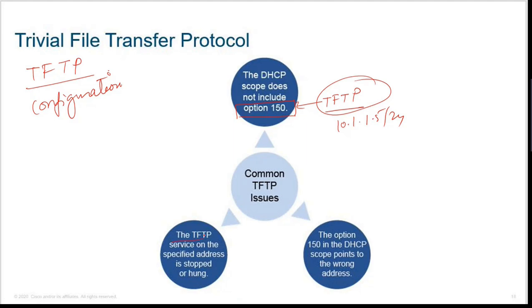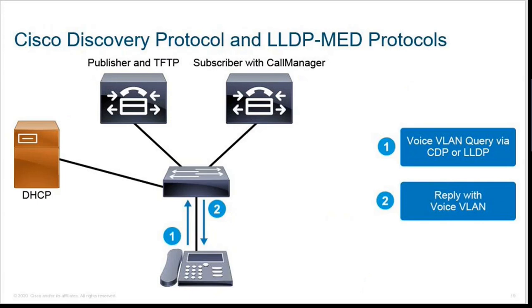The TFTP service on the specified address is stopped or hung. So if the TFTP service has stopped due to any reason, then the devices will not get the configuration files. The option 150 in the DHCP server is enabled, it is configured, but the IP address is wrong. So that means the DHCP scope points to the wrong address. So these are some common issues that can occur. So while making the configuration or the setup for TFTP, these are some points to be careful with.